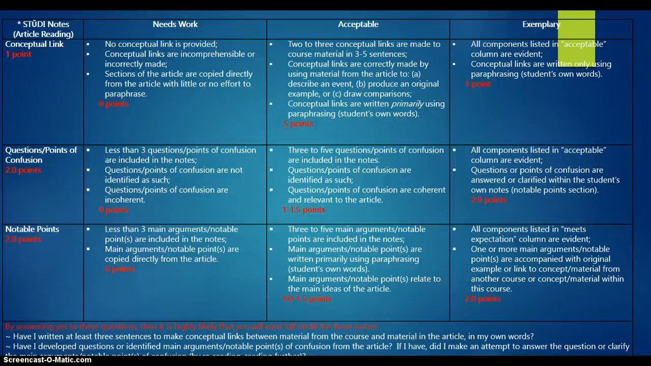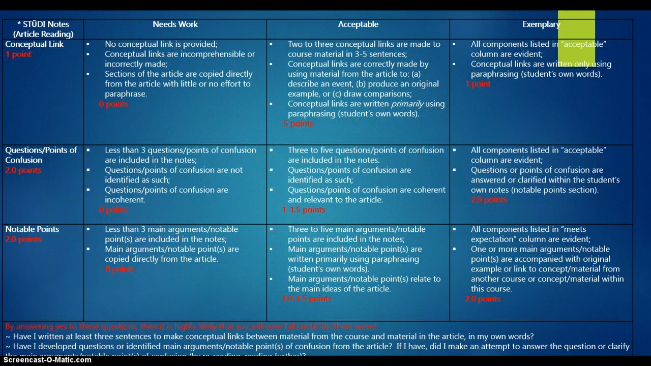Conceptual links are correctly made by using materials from the article to describe an event, produce an original example, or draw comparisons, primarily using your own words. To meet the exemplary category, you can use only your own words, so only paraphrasing to identify the conceptual link.